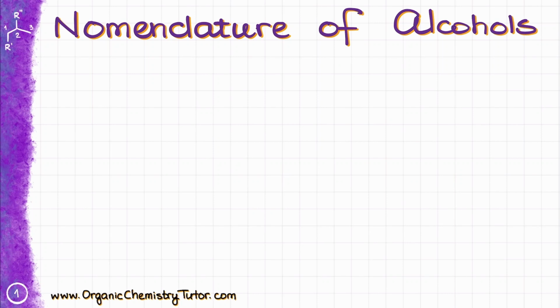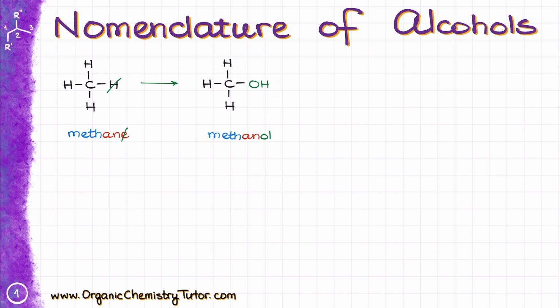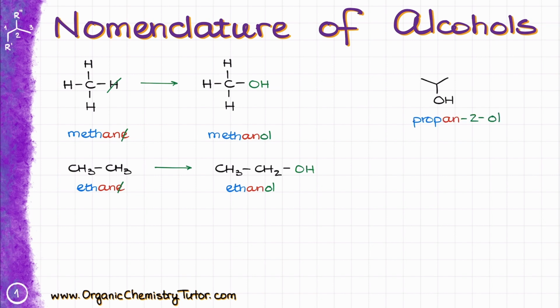Nomenclature of alcohols is pretty straightforward. We take an alkane and slap the -ol to the end of the name. This way we get methanol from methane and ethanol from ethane. But as soon as you have more atoms in your molecule, you'll also have to indicate where we have that OH group. So for instance, here we have propane-2-ol, also known as 2-propanol or isopropanol.